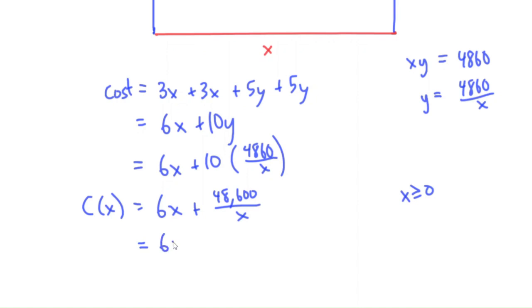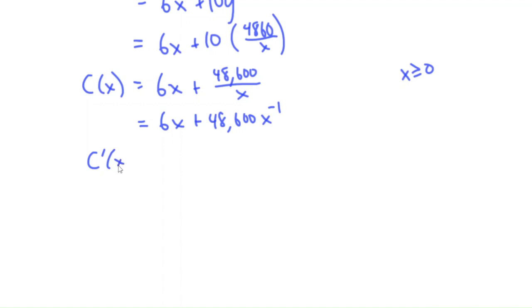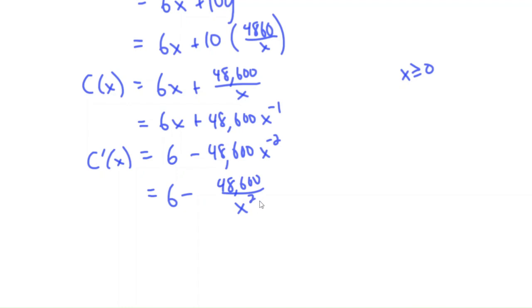Well, it's going to be easiest if we rewrite this second term as 48,600 times x to the minus 1. You could take the derivative using the quotient rule, low d high minus high d low all over low squared, but I think it's just easier to do it this way. Okay, so what is c prime of x? Well, c prime of x is 6 minus, right, we're bringing the minus 1 out front, 48,600 times x to the negative 2. Or put another way, it's 6 minus 48,600 over x squared.